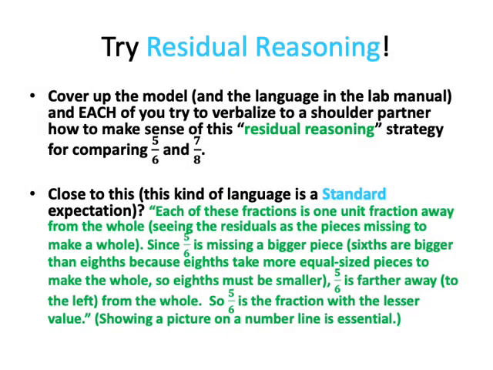To articulate this strategy again with this example, each of these fractions is one unit fraction away from the whole, seeing the residuals as the pieces missing to make a whole. Since 5/6 is missing a bigger piece, because sixths are bigger than eighths, because eighths take more equal-sized pieces to make the whole, so eighths must be smaller. Therefore, 5/6 is farther away, or farther to the left on the number line from the whole. So 5/6 is the fraction with the lesser value.